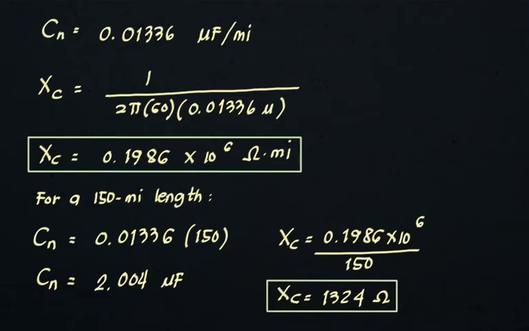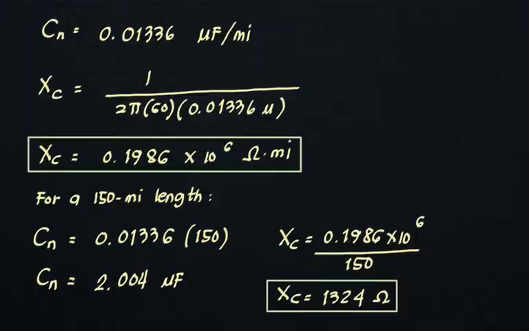So you get microfarad. Now, in XC, it's per mile, so you have to divide the XC by 150 miles so that the miles cancel, and what is left is now ohm. Please don't get confused by that. So, that's for illustration 3.